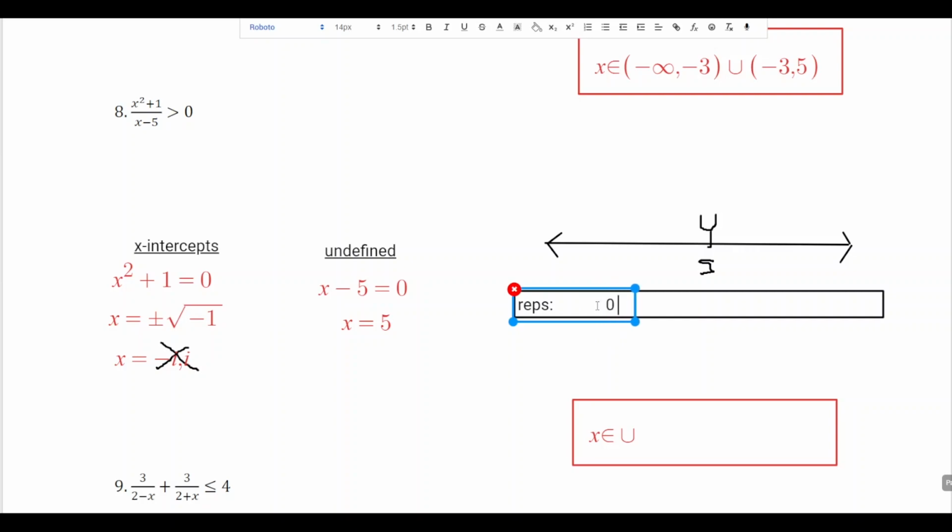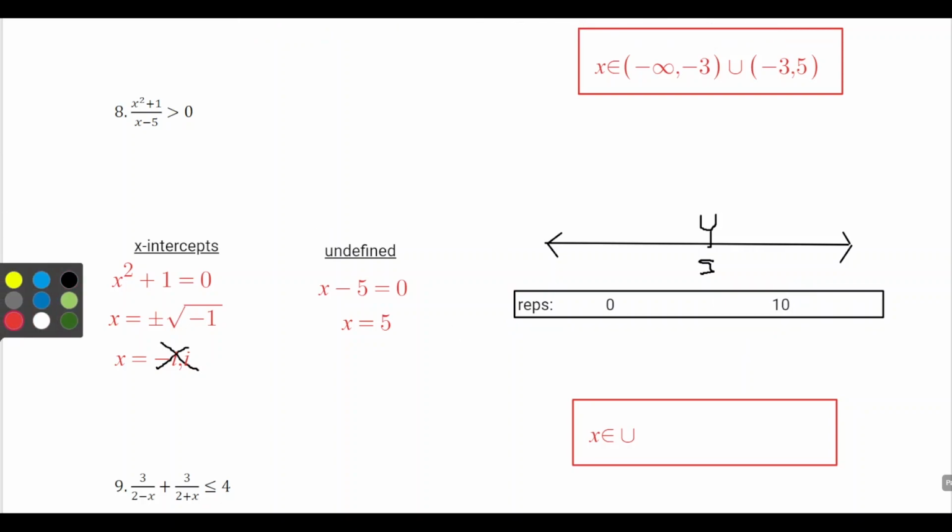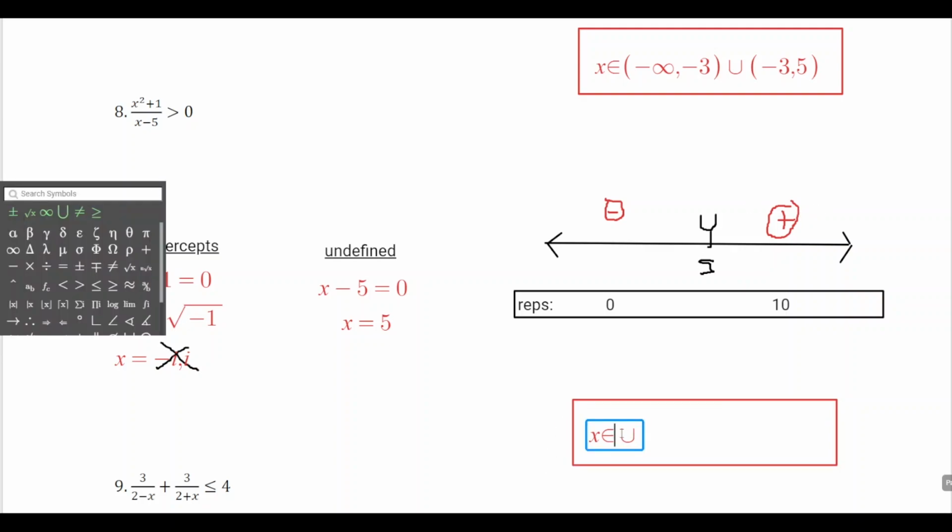Now that numerator will always be positive because we got x squared. So we're really just checking the denominator here. And if I plug in 0, I get a negative number. And if I plug in 10, I get a positive number. So negative on this side, positive on this side. And so if we're looking for where the expression is greater than 0, we're going to report back this interval right here. So from 5 to infinity.